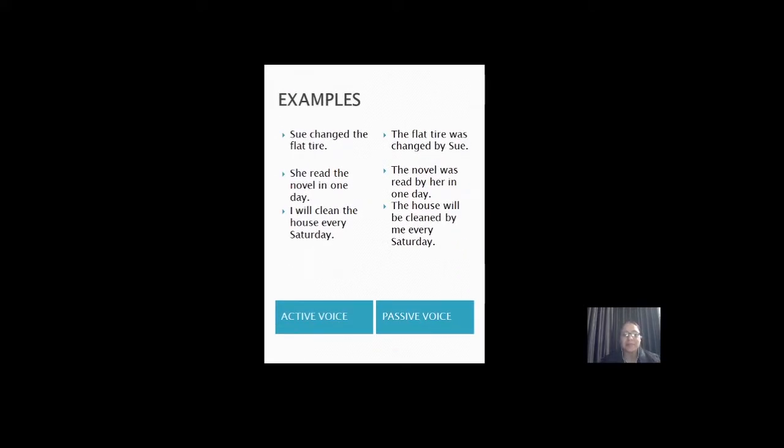Now some examples. Active voice: Sue changed the flat tire. Passive voice: The flat tire was changed by Sue. Active voice: She read the novel in one day. Passive voice: The novel was read by her in one day. Active voice: I will clean the house every Saturday. Passive voice: The house will be cleaned by me every Saturday.